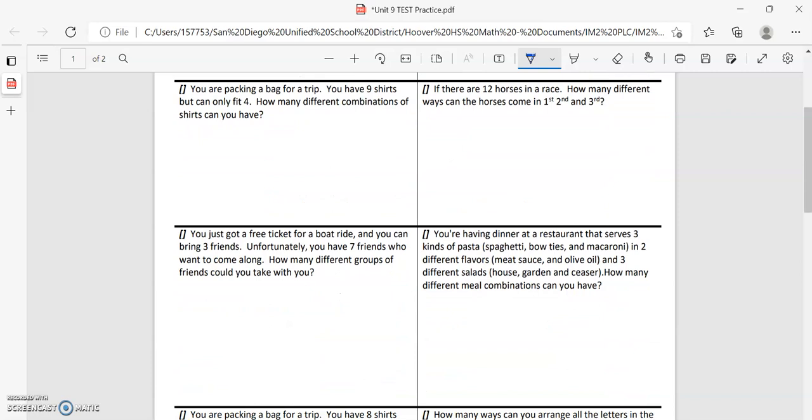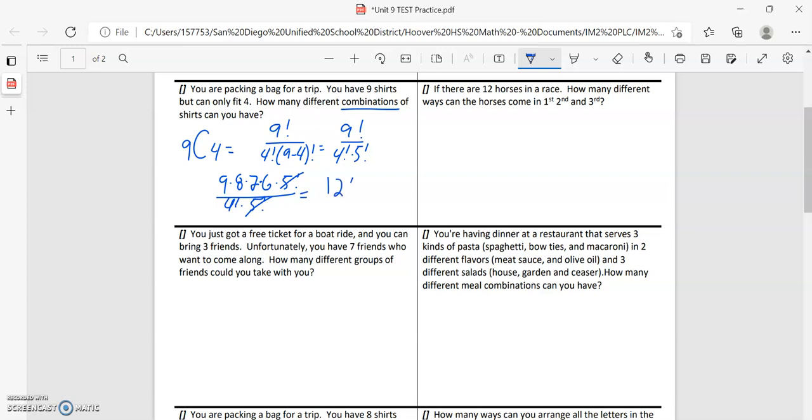Okay, you are packing a bag for a trip. You have 9 shirts, but can only fit 4. So we have a combination problem again. It is 9C4. That's 9 factorial over 4 factorial times (9 minus 4) factorial. And then we can write that as 9 times 8 times 7 times 6 over 4 times 3 times 2. Those cancel out. And then on the calculator, we get 126, I believe.